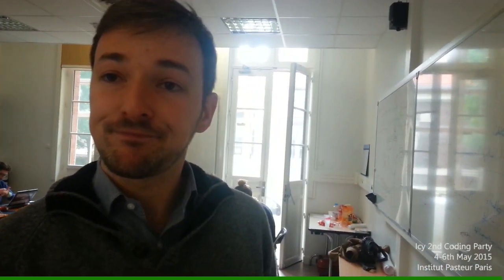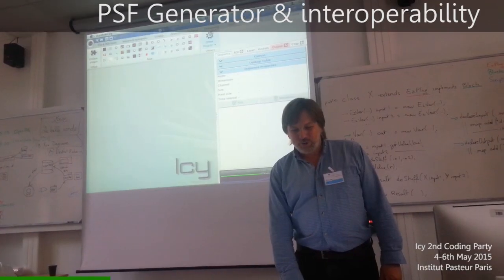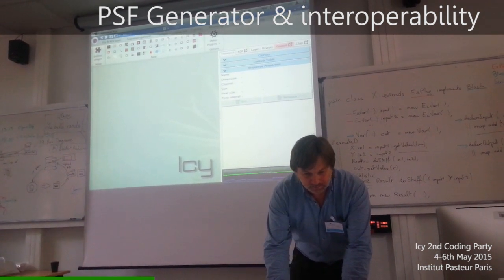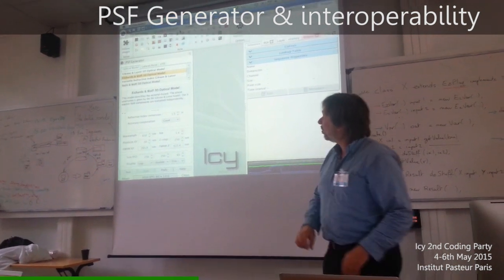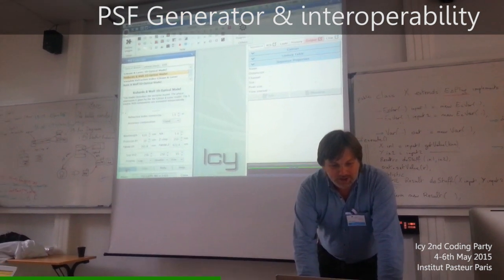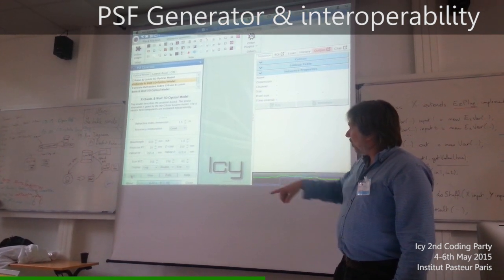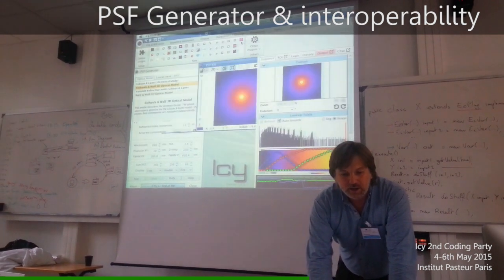I developed several plugins for making the connection between ImageJ and Icy. One of them, which is here, is this import Lena. I would like to show this PSF generator. It's an old plugin that I have converted to Icy. The goal of this plugin is to generate a PSF with different kinds of models. So we have a lot of models. I can run it. I do not set the parameters, so it starts to run. It's computing for 65 frames here, and it generates a nice PSF like that.